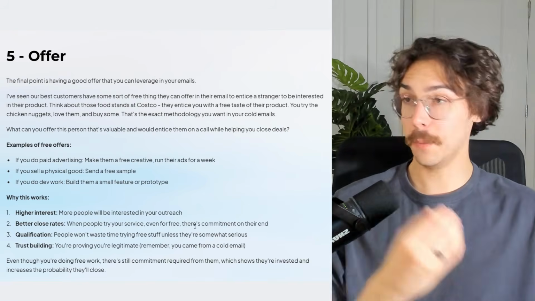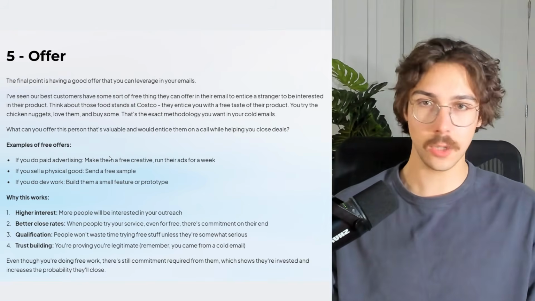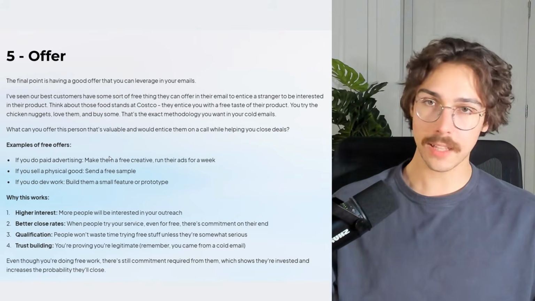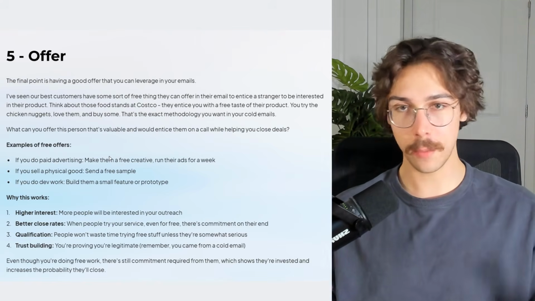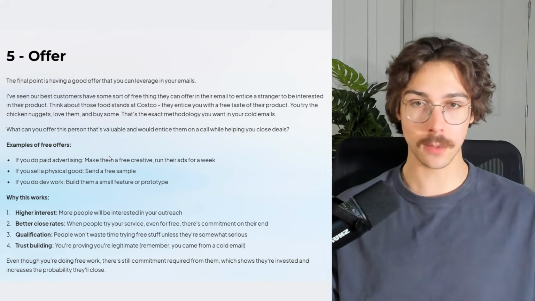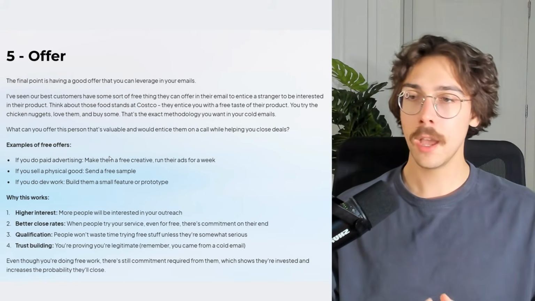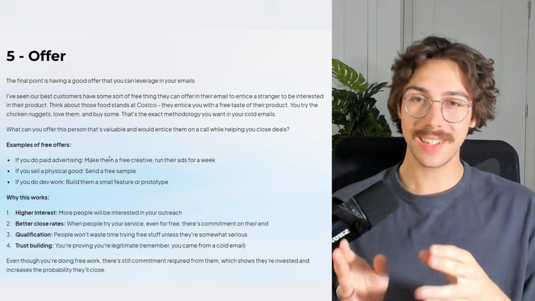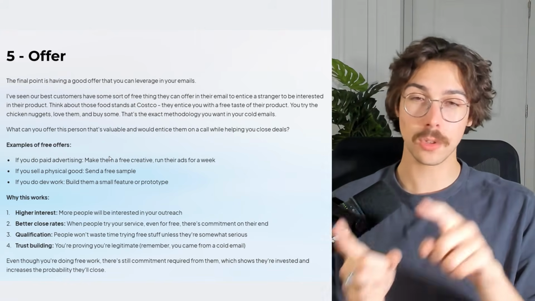So as an example, if you do paid marketing, let's say you're a Meta ads agency, make them a free creative, run their ads for free for a week. Now, I know that might sound intense and maybe it's not logistically feasible for your company, but the more free, valuable things you can do, the more likely they're not only going to be interested, but also close the deal.